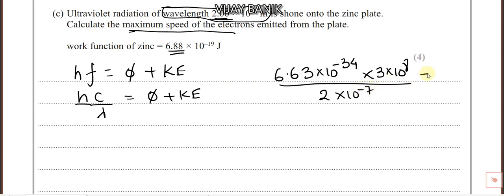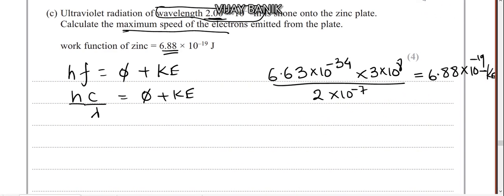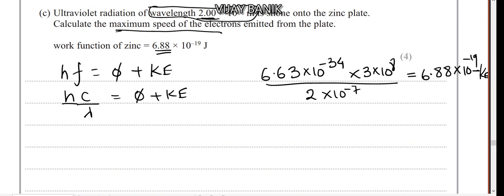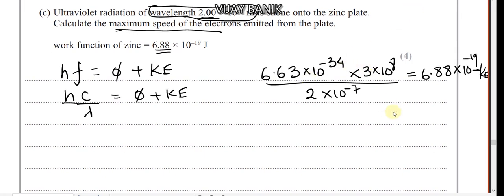This equals the work function, which they gave us as 6.88 × 10^-19, plus kinetic energy. Don't write in this region. I hope you guys can see that. Let me bring this up a bit. Let me show you guys. Now let me do this particular calculation on the calculator.